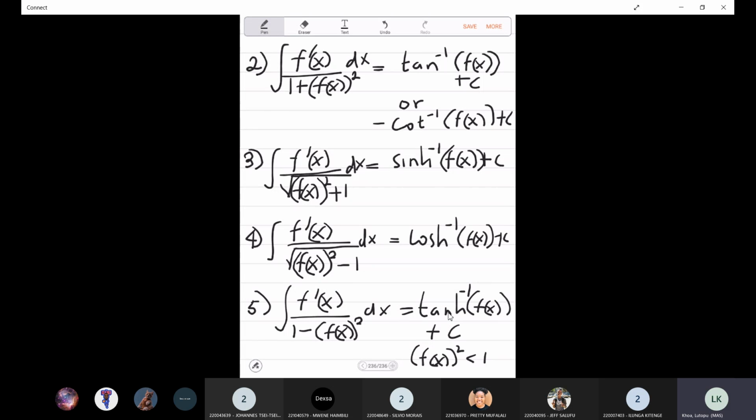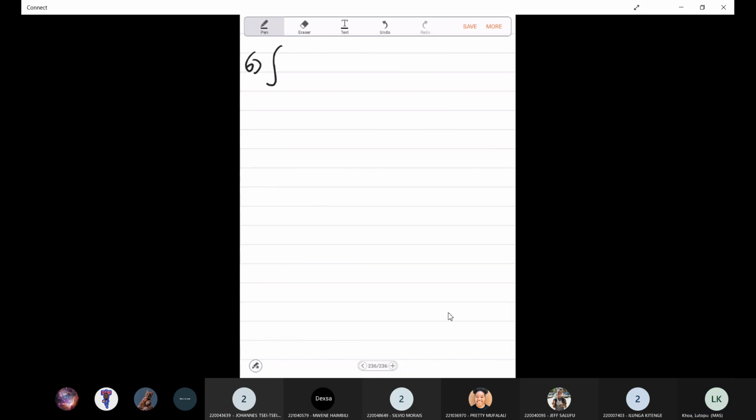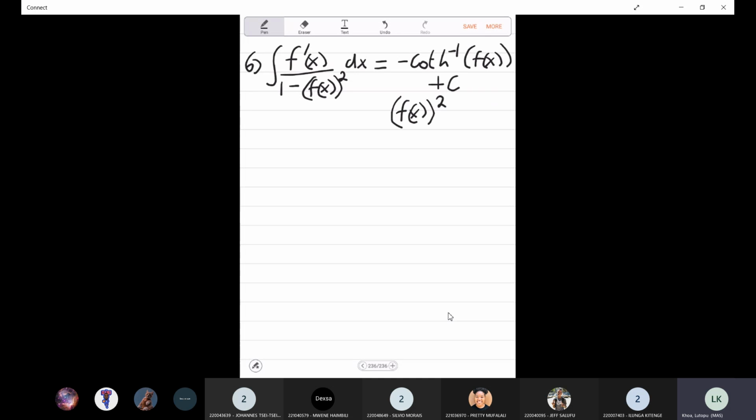So we see with number 6, the integral of f prime of x over 1 minus f of x squared. So you can see we are integrating the same thing, but saying the answer is different, and that is only when we say the condition that f of x squared is greater than 1. So if there's no condition given, then you can pick whether it's tan or cot. Usually we pick the positive one, which is tan.